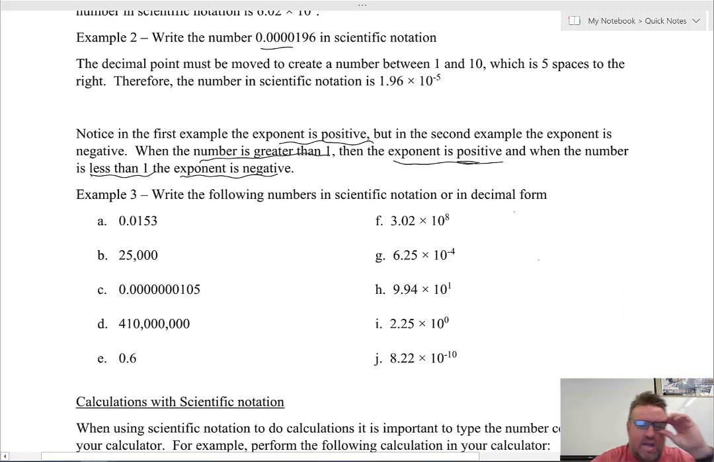Okay, let me just do some examples here for you so you can see it. In these first 5, I'm going to convert those to scientific notation, and then the next 5, I'm going to take them out of scientific notation.